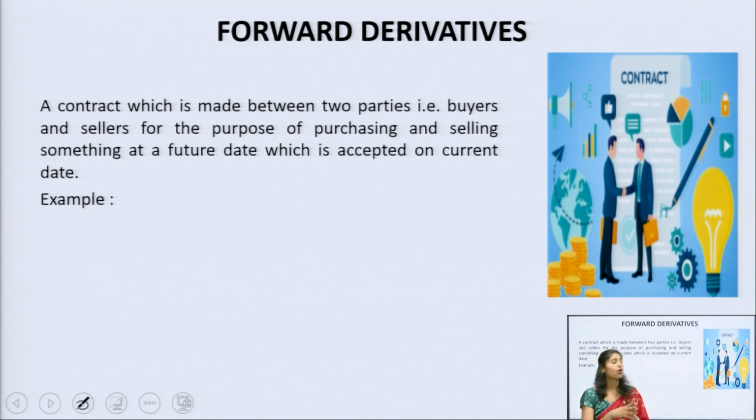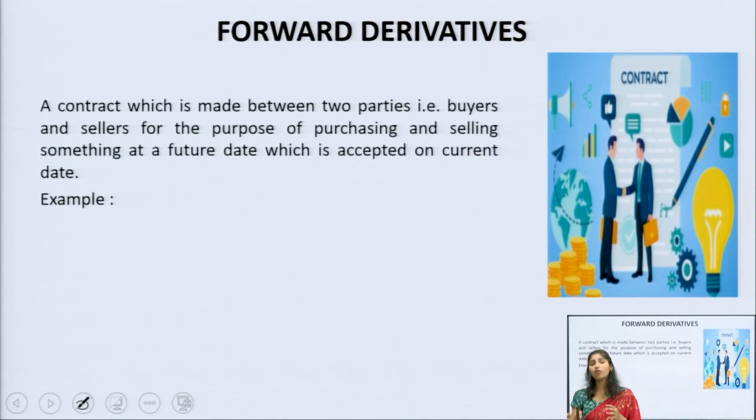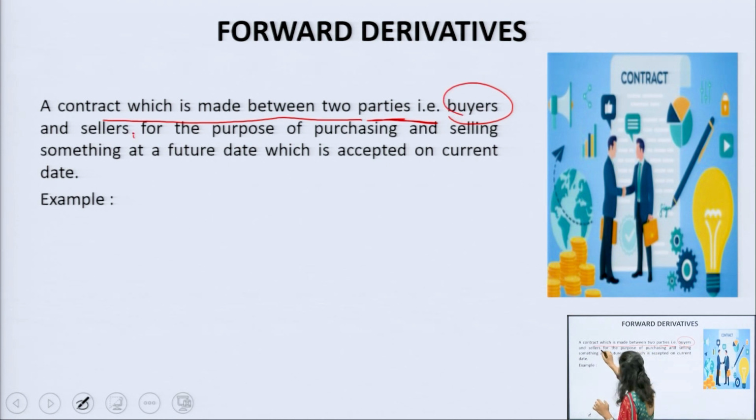So, we have discussed all the SEBI guidelines here, and now let us move on to the forward derivative, one of the types of derivative we have talked about. So, what is this all about, forward derivative? A contract which is made between two parties, buyer and the seller, for the purpose of purchasing and selling something.